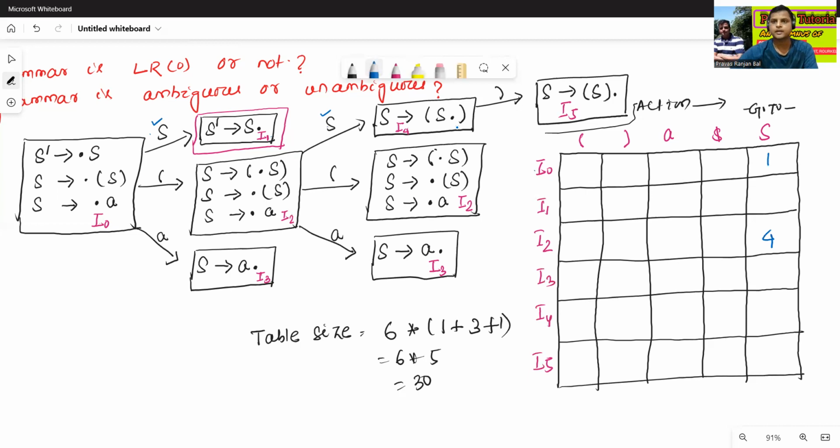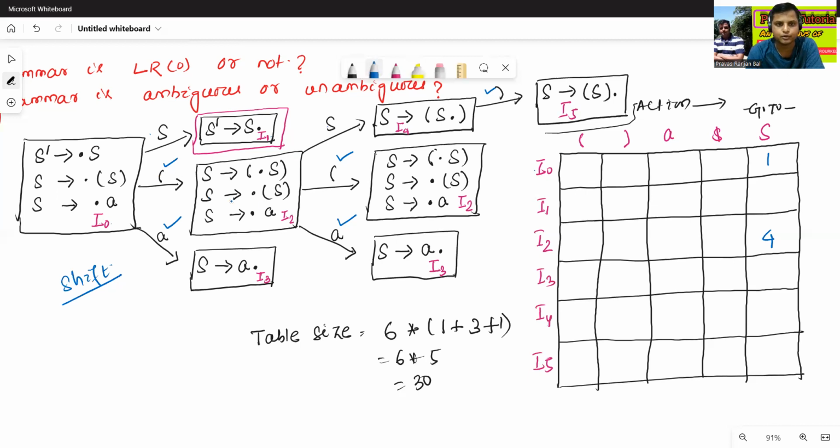Now we'll find the shift action. How many shift actions? Let's see. This is shift action. This one is shift action. This one is shift action, and this one is shift action. So 5 shift actions. 0 read open bracket.